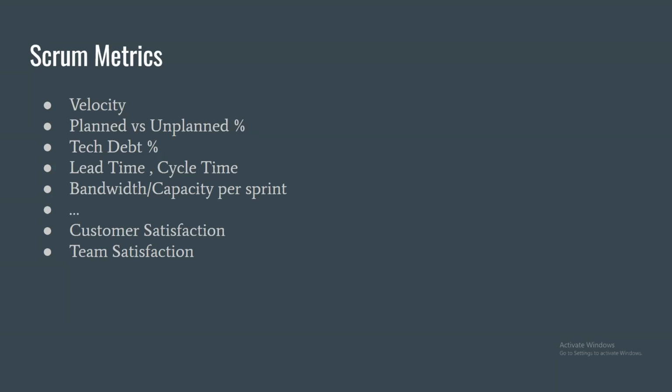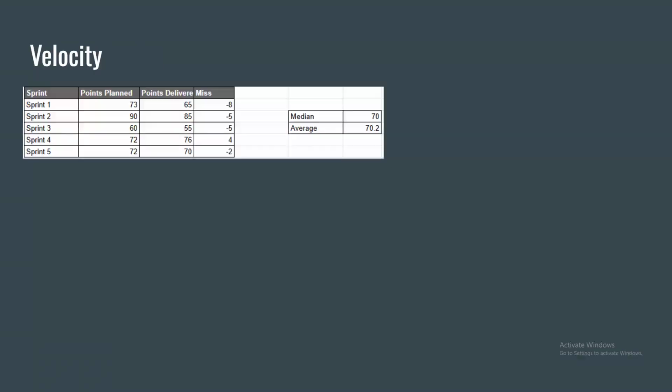So we'll start with velocity, and I'll explain what velocity is. Let's say this is our sprint. We planned for 73 in sprint 1, and we delivered 65. Then 90 planned, and we delivered 85. Then in the next sprint, something happened and we took very few sprint points. Maybe this was vacation time, or maybe Diwali, where a lot of people were going on vacation and so on.